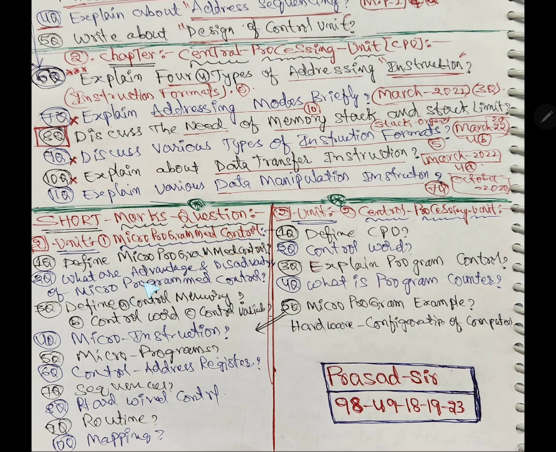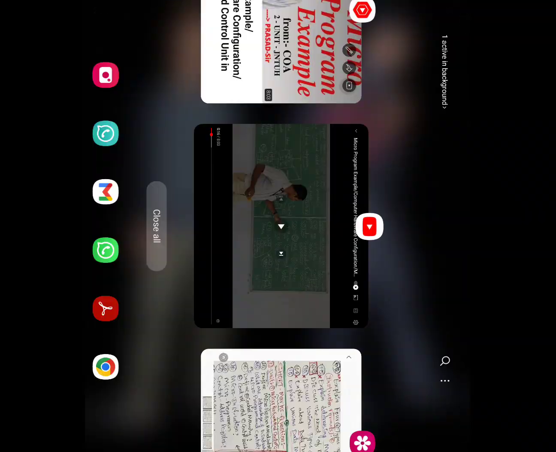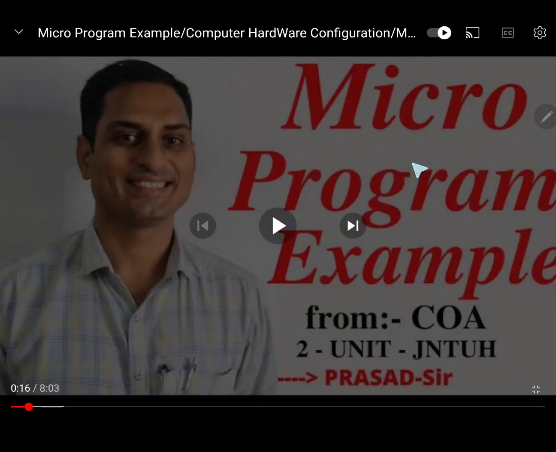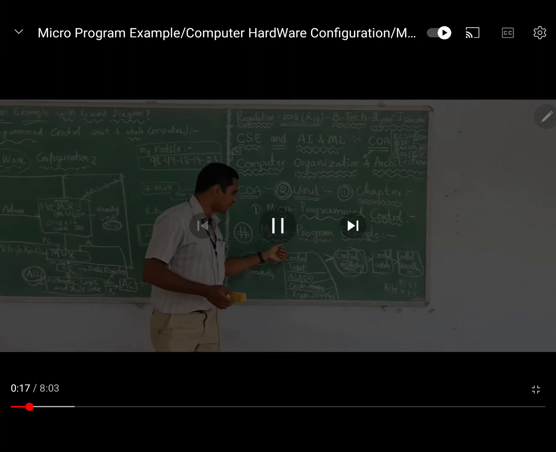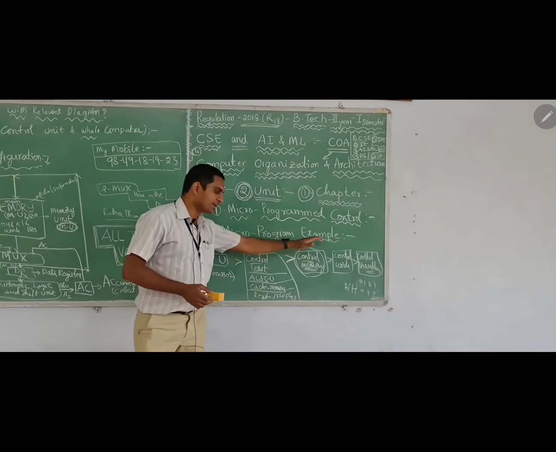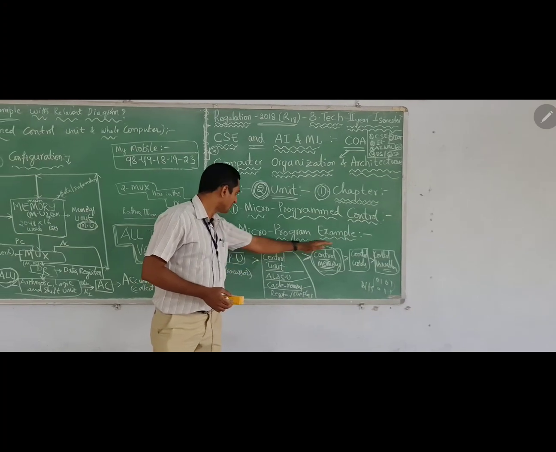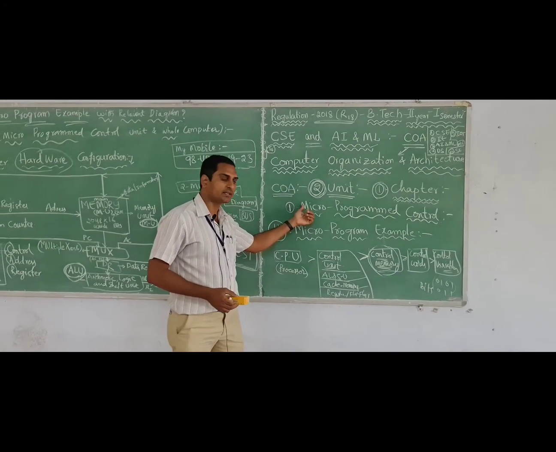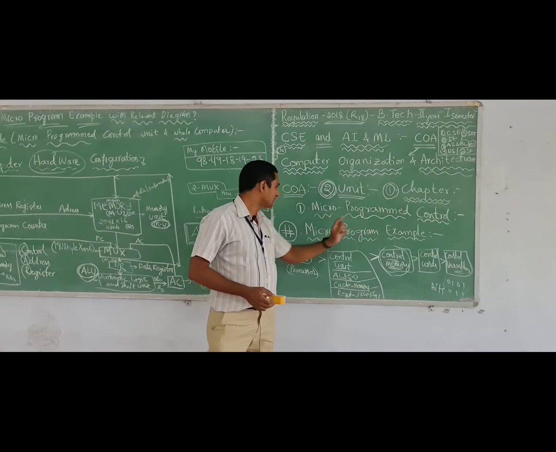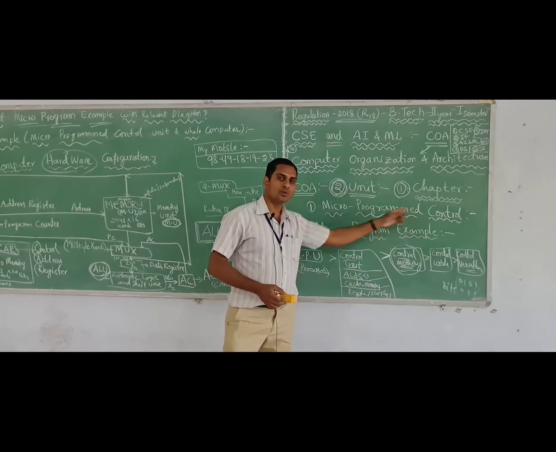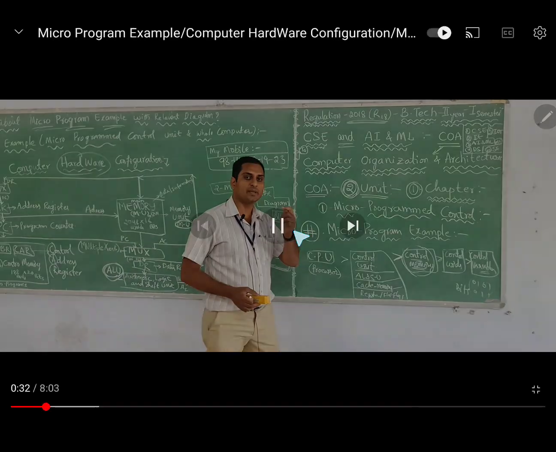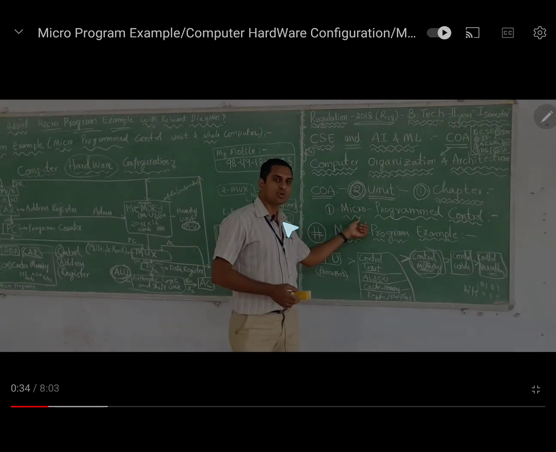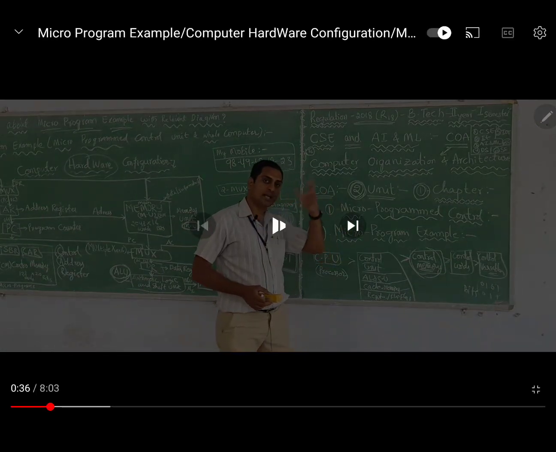Then I will show you the videos which I told you about. One video is this. See here, microprogram example. Today's topic is microprogram example. This is a topic from the second unit of the COA subject, first chapter. The first chapter is microprogrammed control. The circuit chips will be microprogrammed. Microprograms are mini programs.